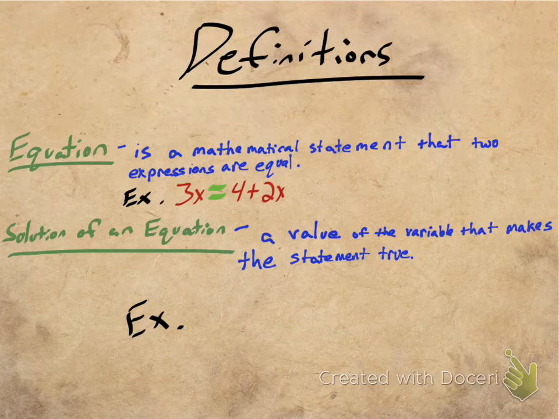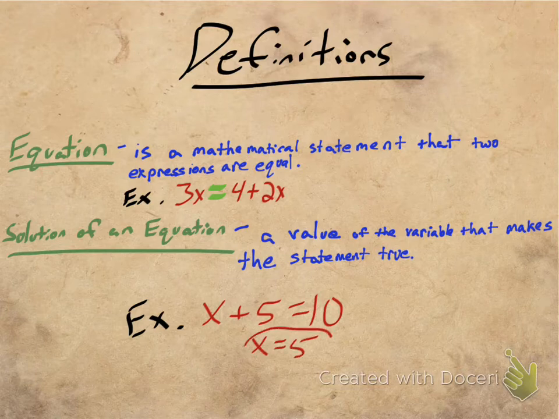Now solutions of an equation. It's basically the value for x in this case that makes this statement true. So let's start off with an easy one. x plus 5 equals 10. Well, we all know that x is going to equal 5. That value right there makes the statement up here true. So it's a solution to an equation.